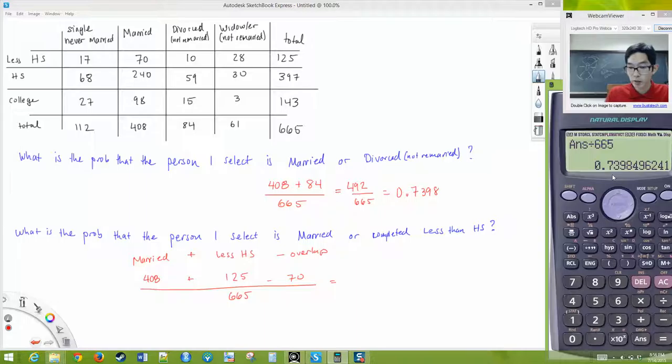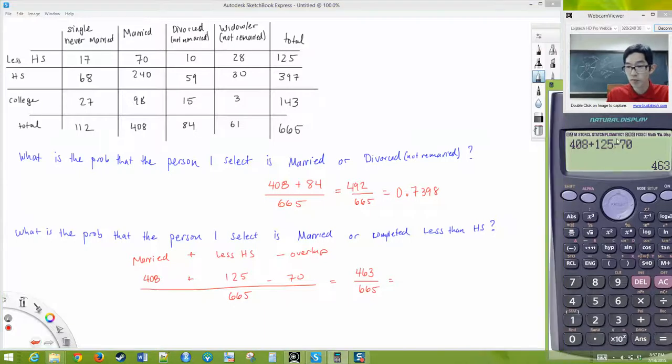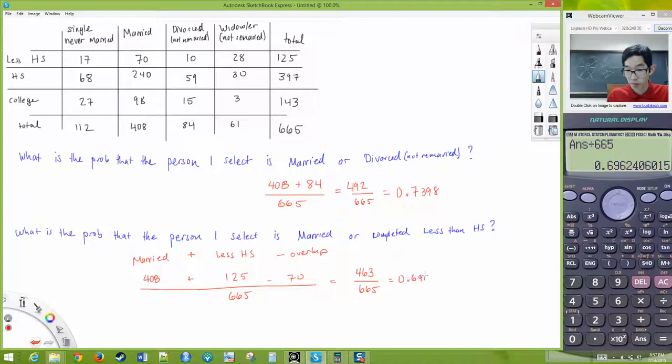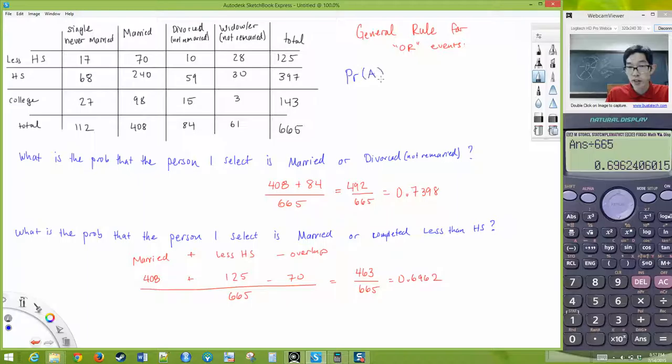I'm going to do 408 plus 125 minus 70. I get 463 divided by 665. And I get 0.6962. Okay? And so the general rule for OR events is the probability of A plus the probability of B minus the probability of A and B. Okay? So that's what we have here.